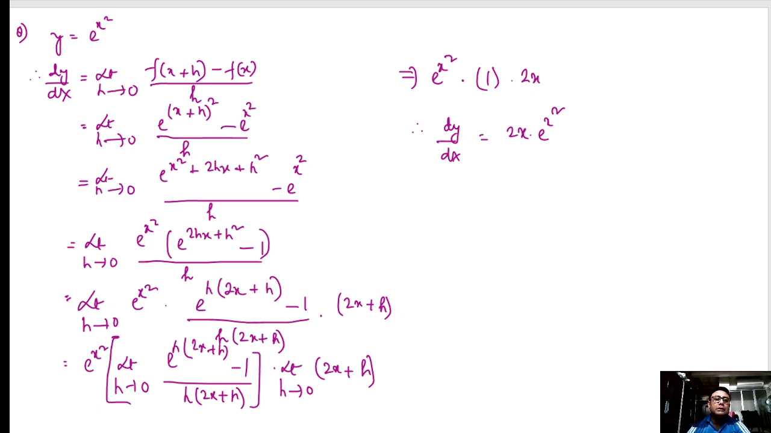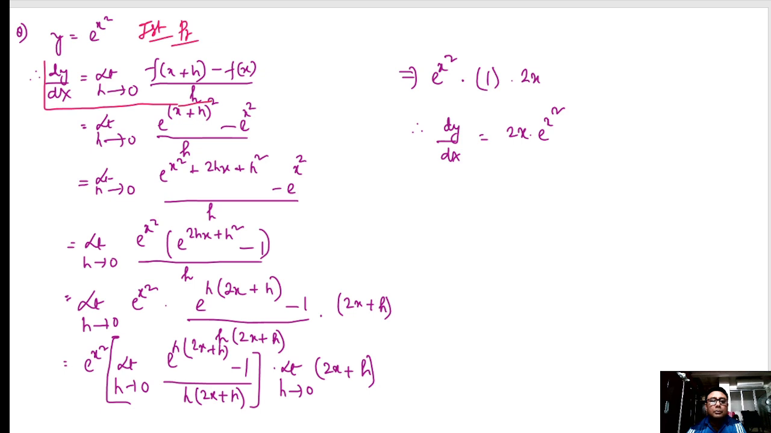y equals e to the power x square. We have to find the differentiation of this using the first principle. Okay, we will use the first principle. So using the first principle, please note here how to find dy by dx.